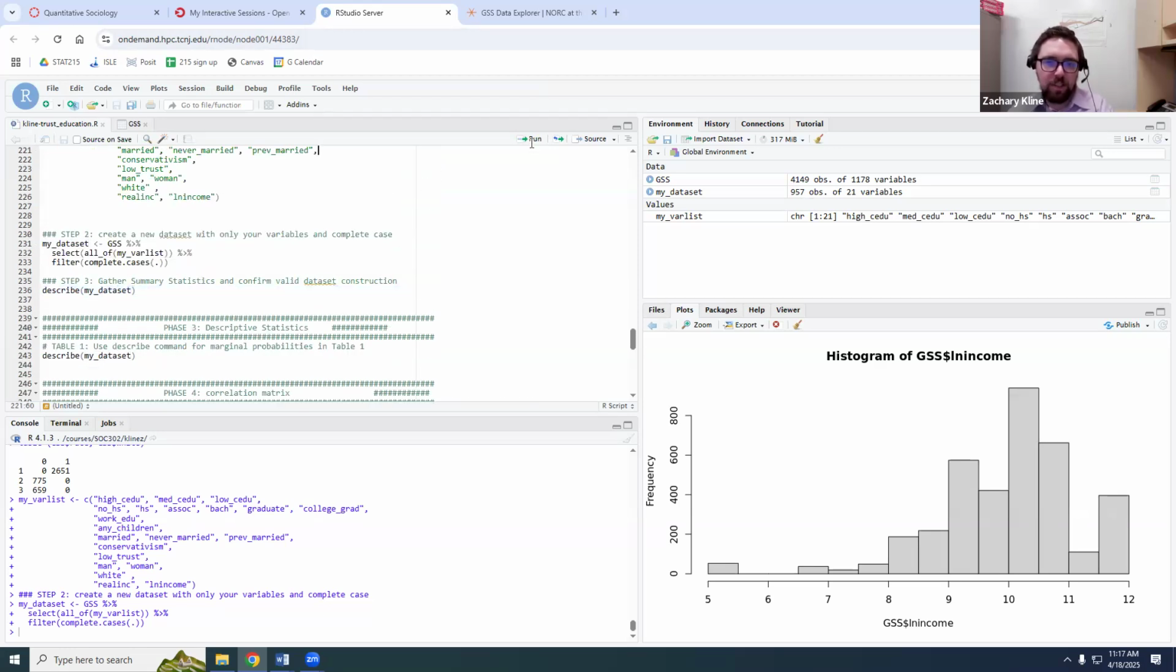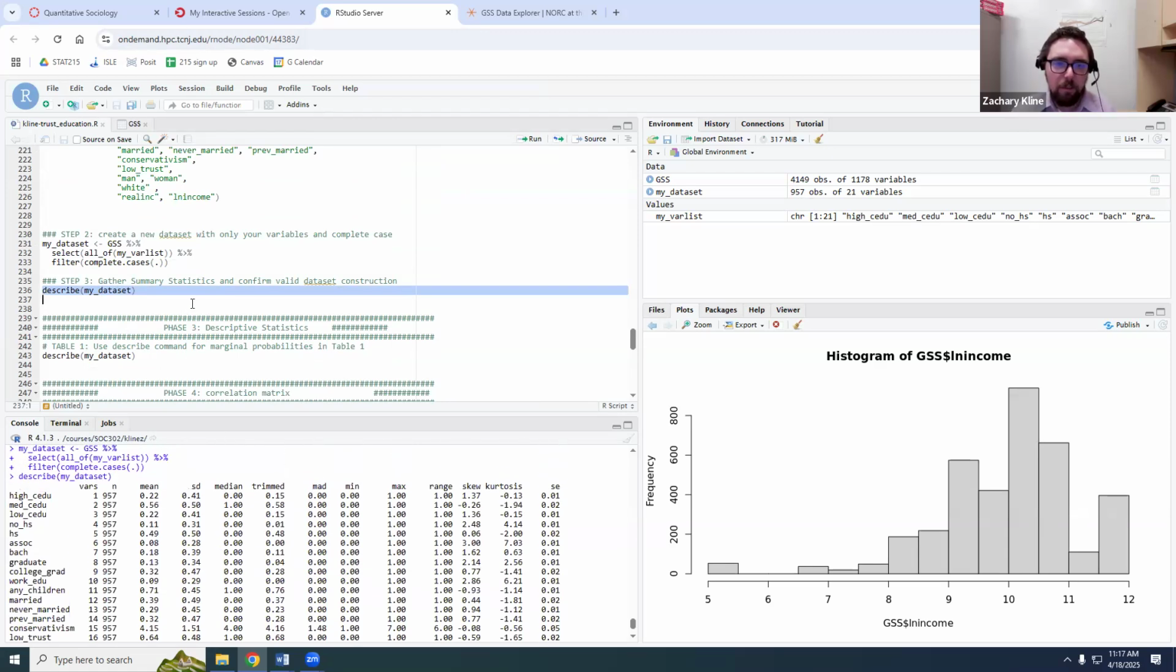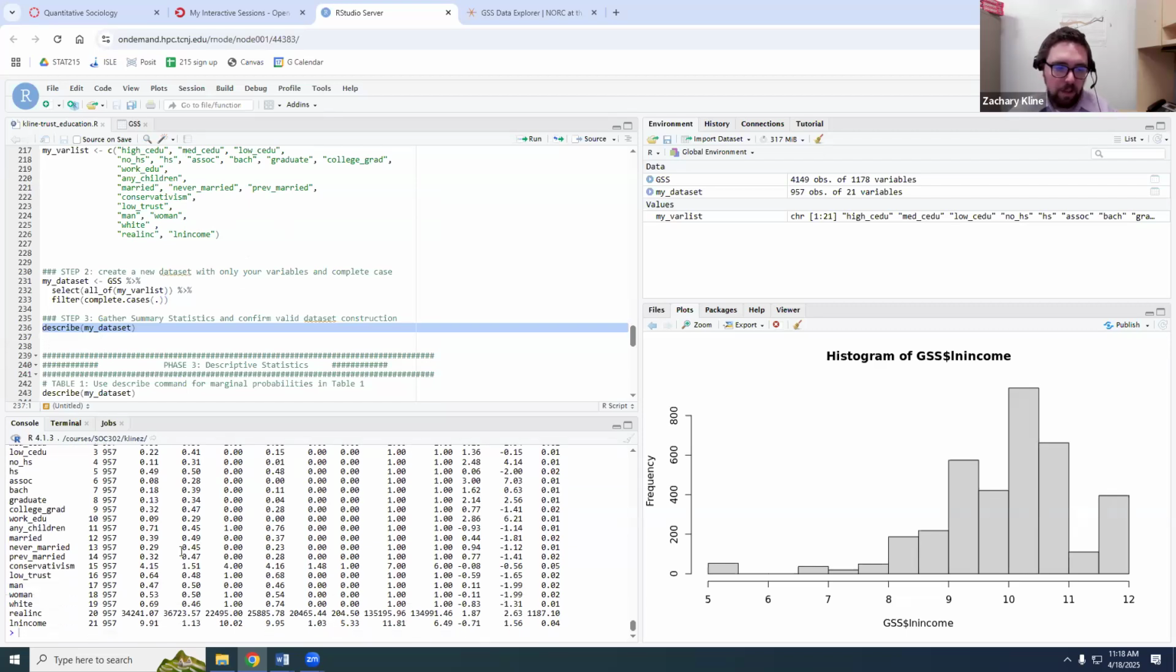First, we're going to look at some of our descriptive statistics. This is what we're going to use to create our table one. I run it twice just so you can see these as separate phases. The reason we look at the descriptive statistics in part of our phase two is we want to confirm that the data set we created includes what we want to include and identify any glaring errors that are jumping out.